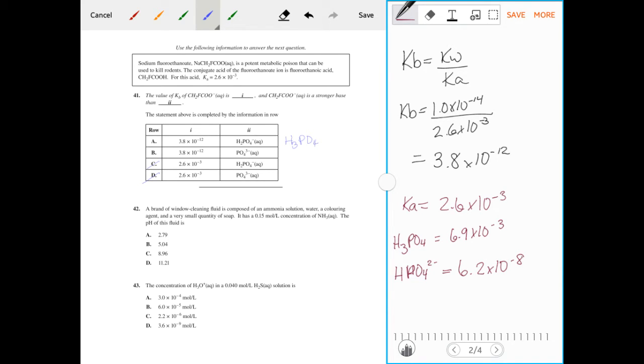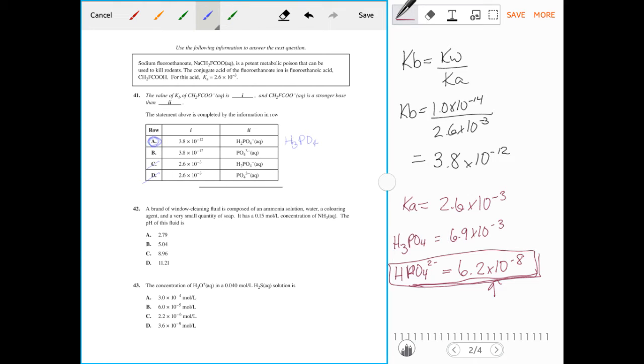Now, a reminder that the smaller our Ka values, the greater the Kb values, or the more basic the value. So the smaller the number, the more basic that value is. When I look at the smaller values of my Ka, I see that my HPO4 2 minus has a smaller Ka value than the other two listed. Therefore, this has a greater base constant, or Kb. So the correct answer here is letter A.